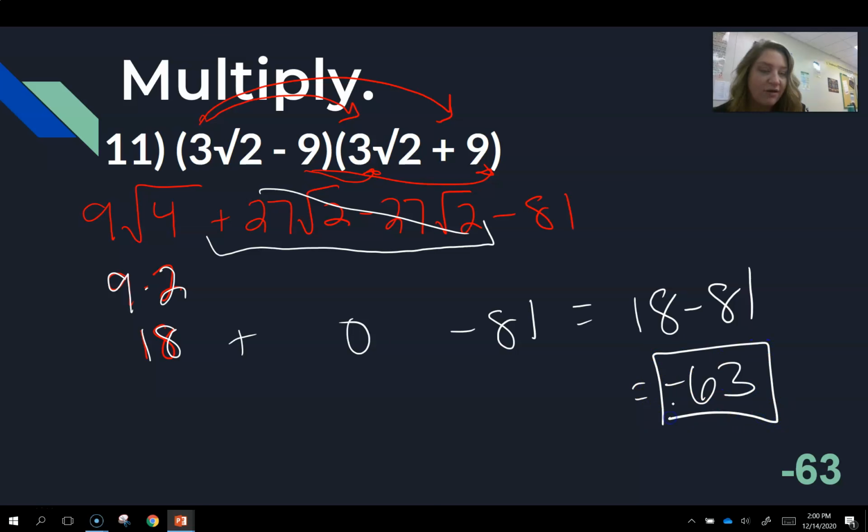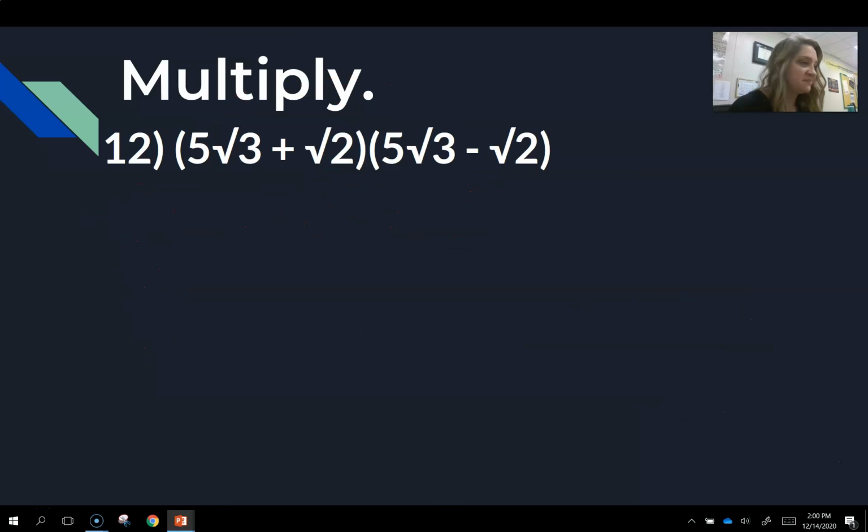So if I have a radical conjugate, and the point of a conjugate is to eliminate my radicals, then all I should have left is just an integer, a positive or negative. Okay? There should not be radicals left in my answer. Let's do another one before I show you the shortcut. Maybe I won't show you the shortcut.